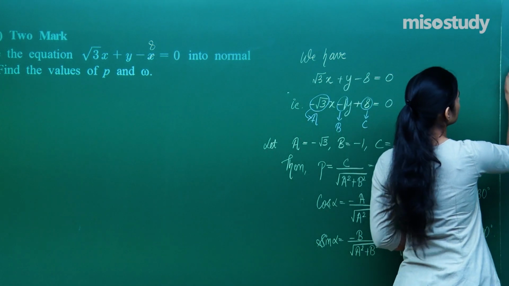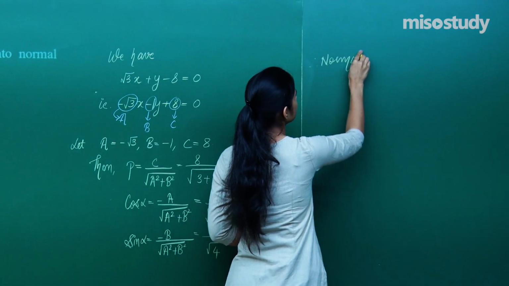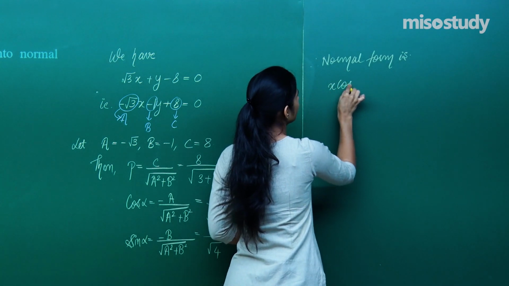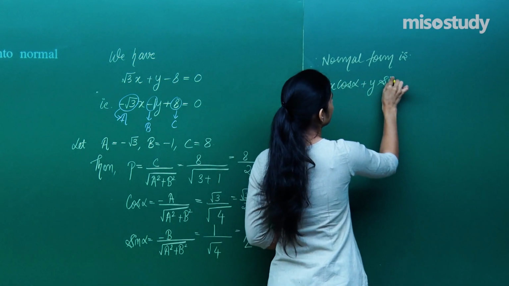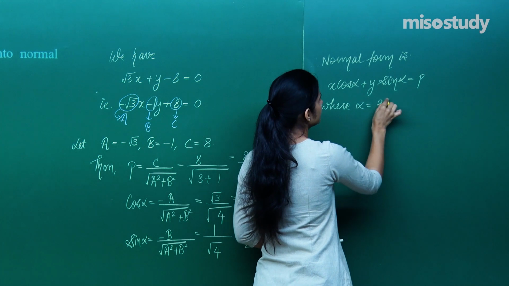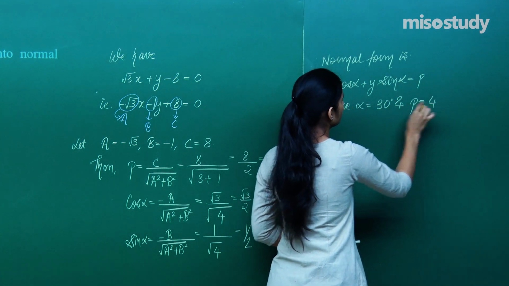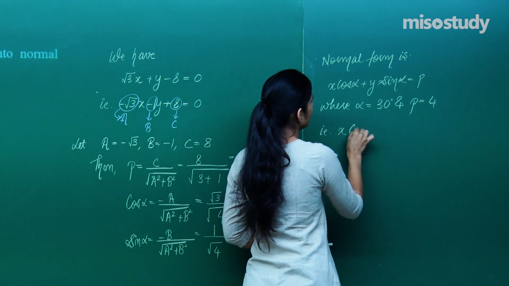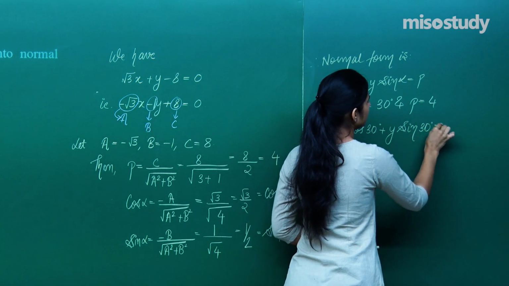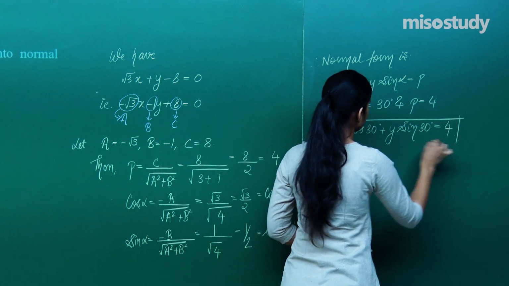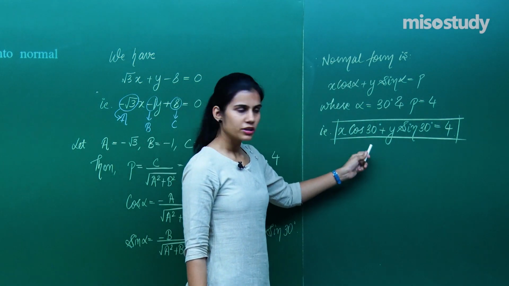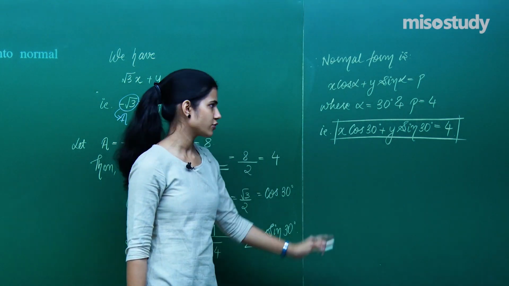Therefore, normal form is what? Normal form is x cos alpha plus y sin alpha equals p, where alpha is 30 degrees and p is 4. That is x cos 30 plus y sin 30 equals 4. This is my very required normal form. You can also write this as x root 3/2 plus y 1/2 equals 4, actual values of cos 30 and sin 30.